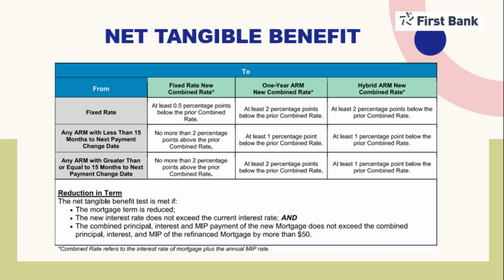Number 3, ARM to ARM. Okay, if you're gonna stay in the ARM world, you need a big improvement, at least a 2% rate reduction. It can also be met by a 3 or more year reduction in the term, plus an interest rate that's the same or lower. Plus, the new payment doesn't exceed the previous payment by more than $50. That way the borrower is clearly in a better financial position.